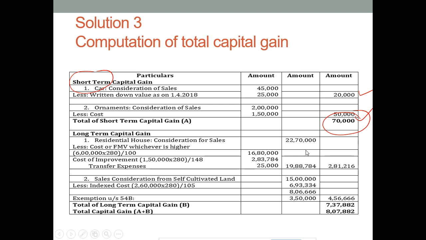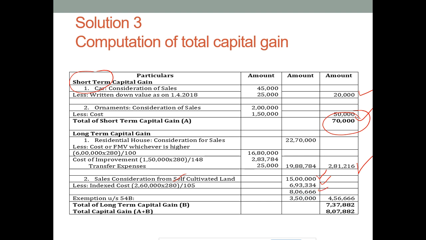So total is 19,88,784. When you deduct it from the sale consideration, 2,81,216 is the long-term capital gain. So we have got the total, and this is the long-term capital gain, 2,81,000. Sale consideration for self-cultivated land is also taxable, 15 lakhs. Indexed cost of acquisition, as it qualifies as a long-term capital asset, 280 divided by 105, 6,93,334. So capital gain is 8,06,666.